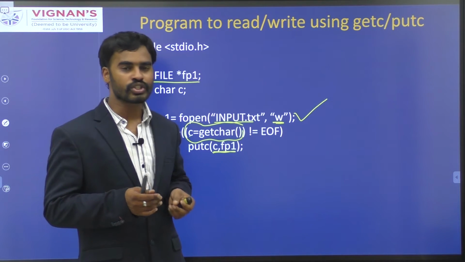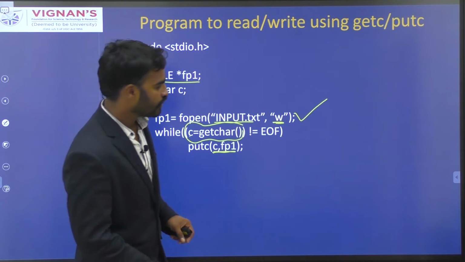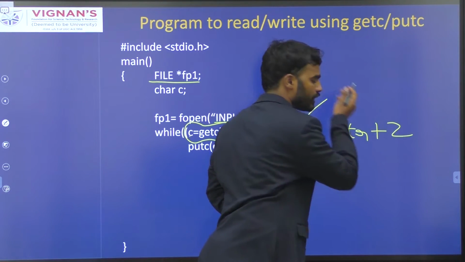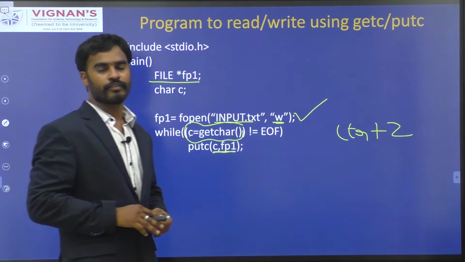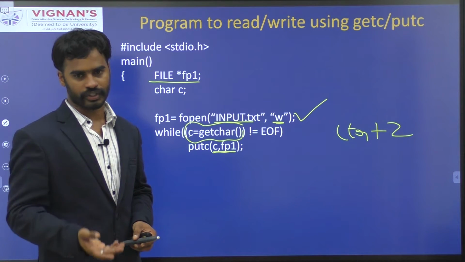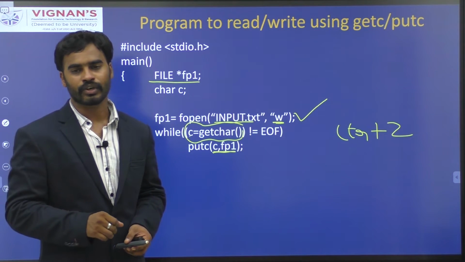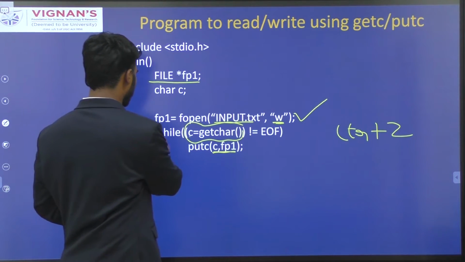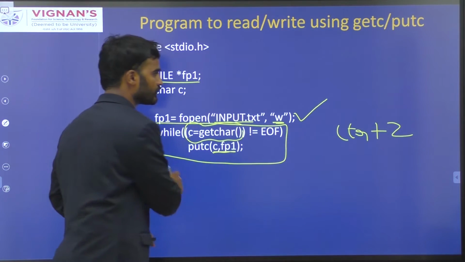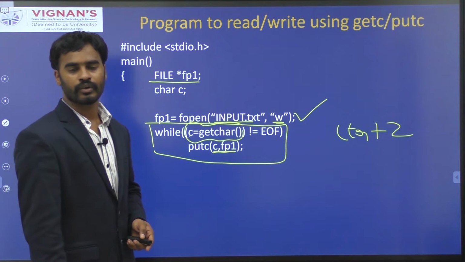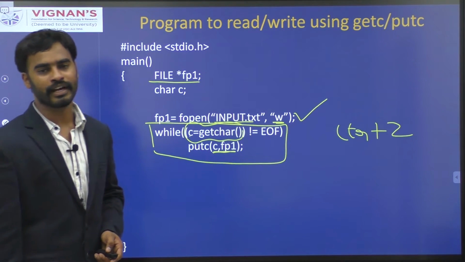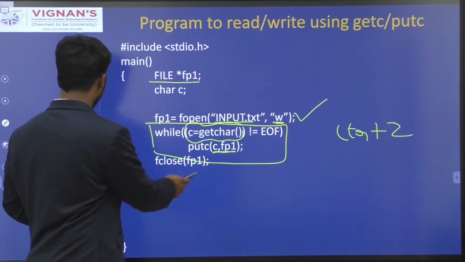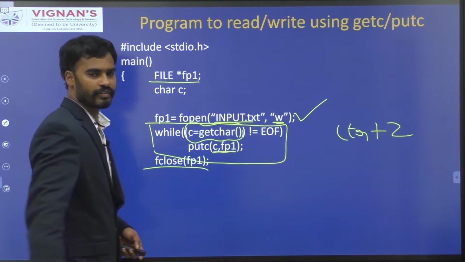If you want to stop giving input to the console, you have to press Ctrl Z. If you press Ctrl Z, this loop will be terminated. Once you are done writing to the file, you can close the file by using the fclose method.